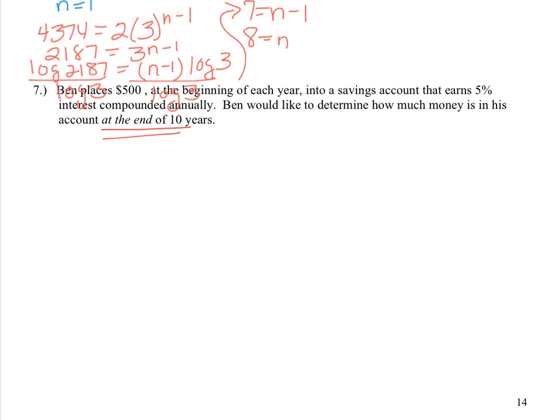And because it has an actual rate, it's an R value, it has a common ratio. So we're going to do an actual geometric sequence for this also. So the first term would be how much they put in the bank, which was $500.